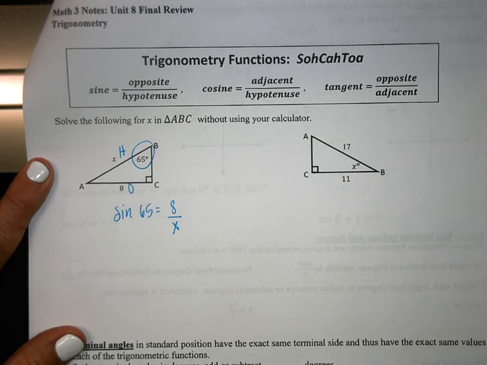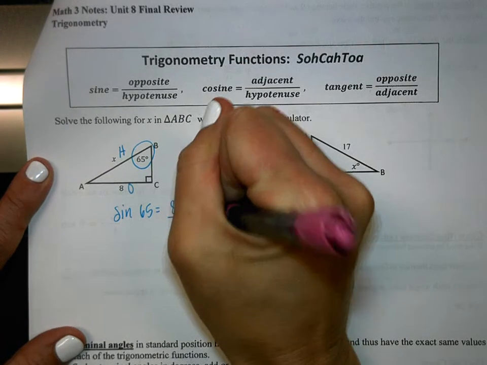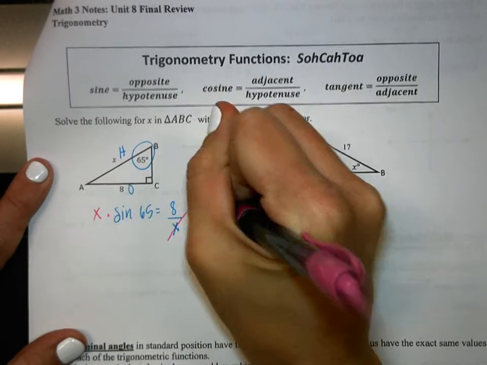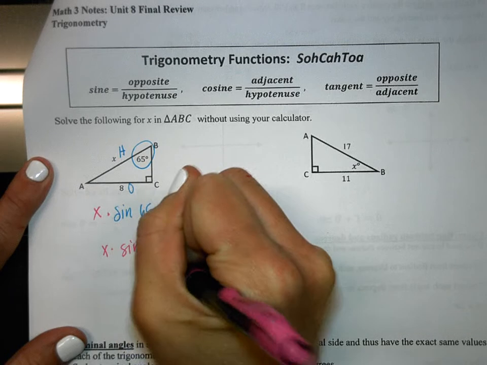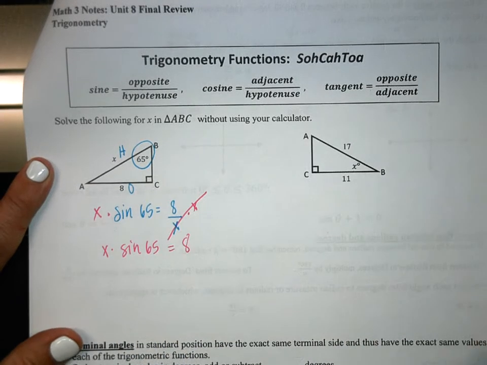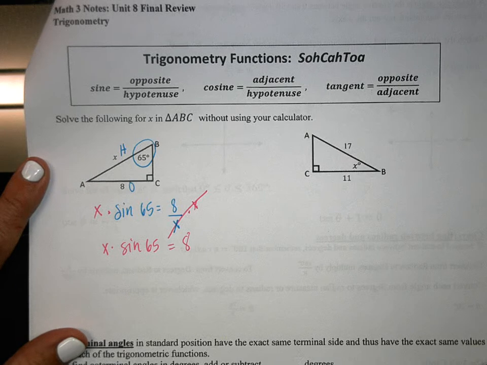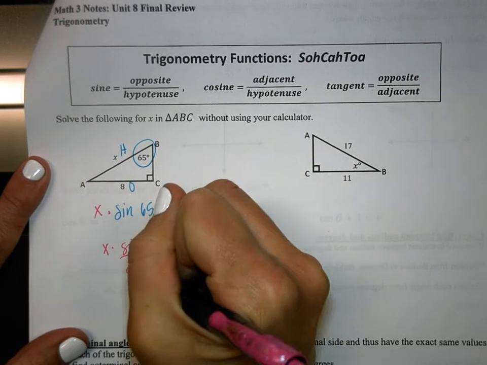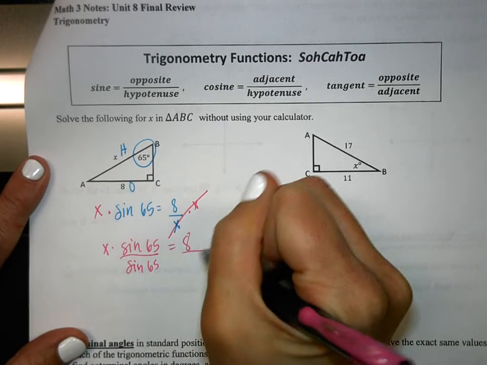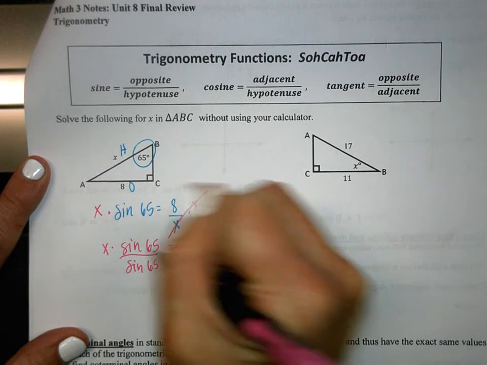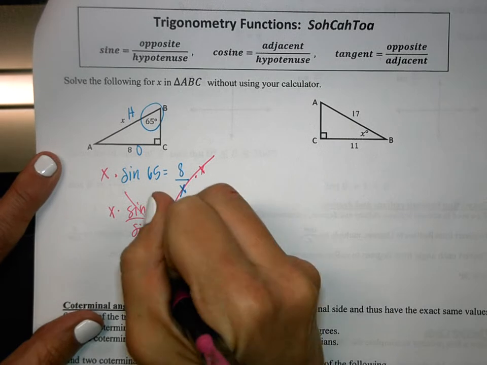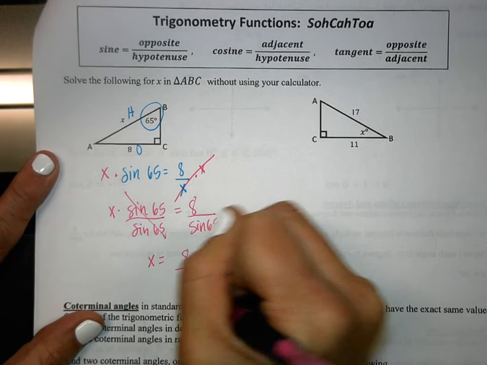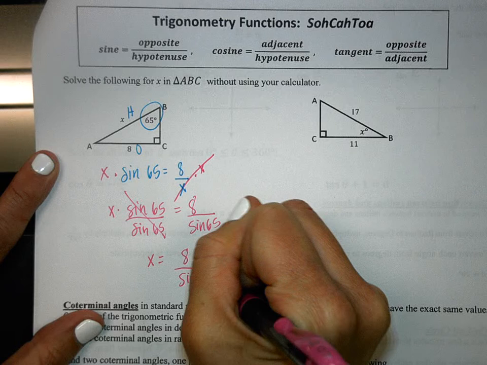We have to get x by itself. What do I do? We have x times sine of 65 equals 8. And then what would I do next in order to get x by itself? Divide by sine of 65. And so my final answer is x equals 8 over sine of 65.